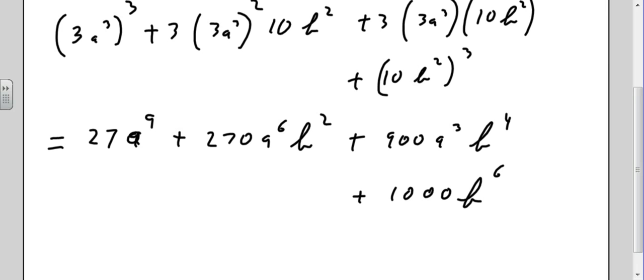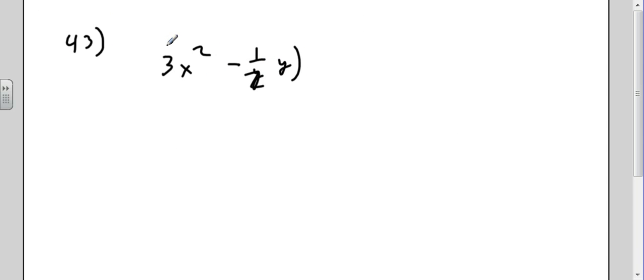We look at, no, that's too easy. Oh, there's some cool ones there. Look at 43. So I got 3x squared minus a half y times x squared plus 2/3 y.